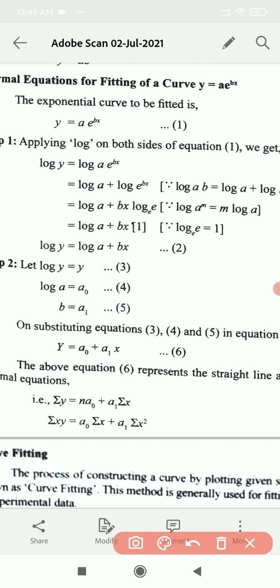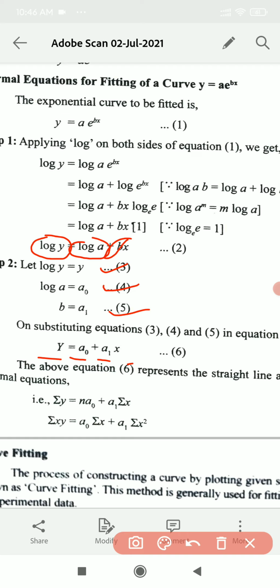So in place of log y we can write y, and in place of log a we are going to write a naught. In place of b, we are writing a1. So y equal to a naught plus a1 x is the equation we got.